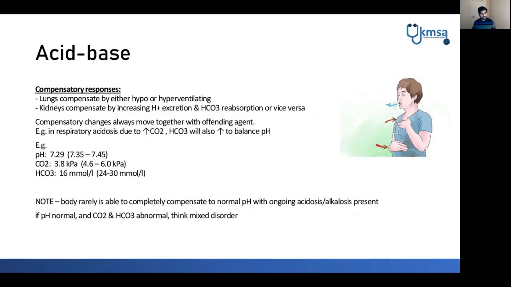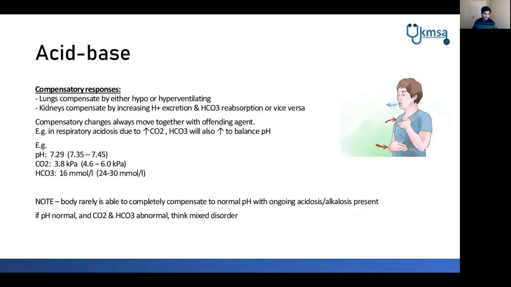Similarly, the kidneys work by excreting potassium, the hydrogen ions, and keeping in bicarb ions, or vice versa. So these are the two buffering systems in the body to maintain a solid pH. The important thing to note is that when you're talking about compensatory changes, they will always move in the same direction as the offending agent.